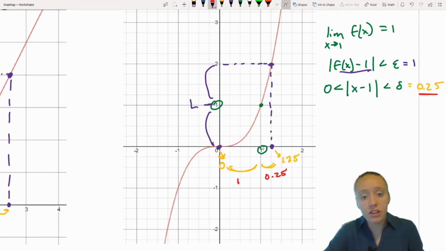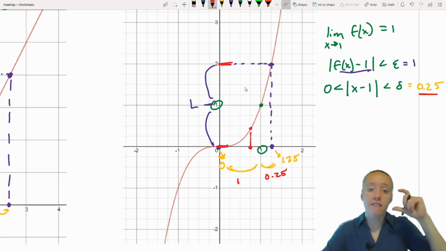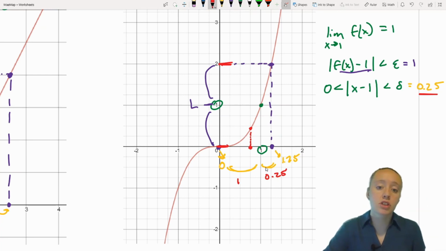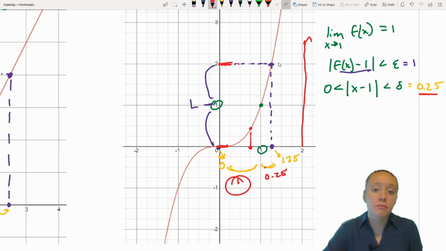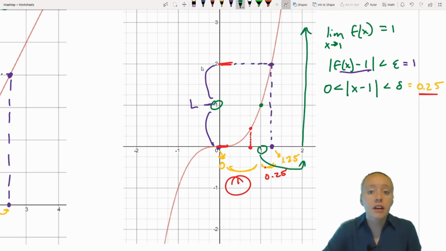If I wanted a delta value of 0.25 to the left, you can see that that still is within my range of my f of x minus L. That still falls within that range. Whereas when I attempted to go 1 using that larger delta value to the right, I fell outside of my range. That epsilon value was a lot bigger than a change of 1.